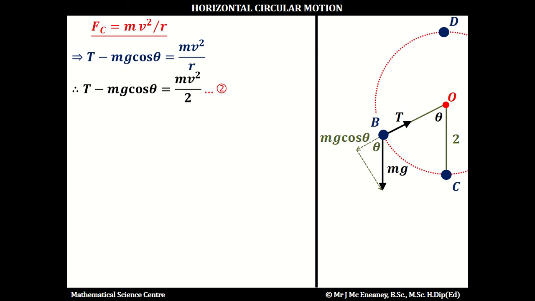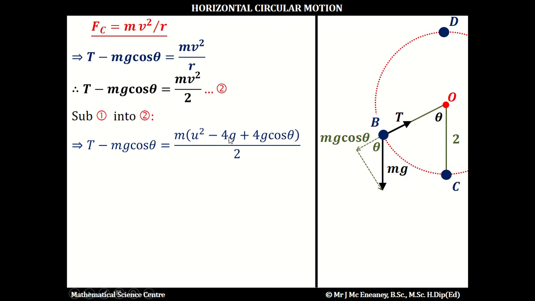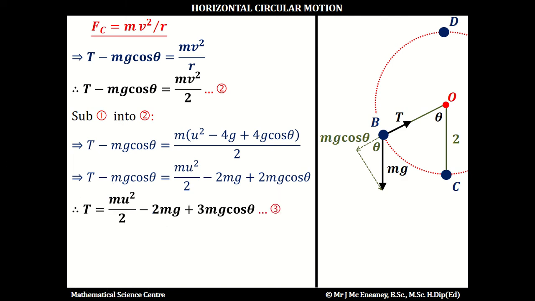What we're now going to do is sub equation number 2 into equation number 1. So we're just going to replace this v squared with u squared minus 4g plus 4g cos theta. And if we multiply in by the m and divide by the 2, T minus mg cos theta is mu squared over 2 minus 2mg plus 2mg cos theta. And if you bring this term over, this will become 3mg cos theta. So the tension T then is mu squared over 2 minus 2mg plus 3mg cos theta.